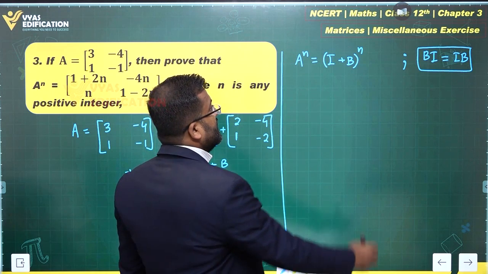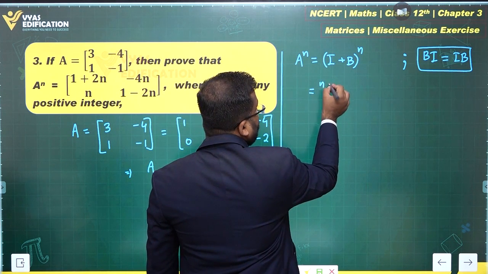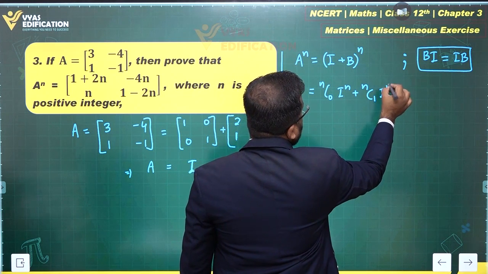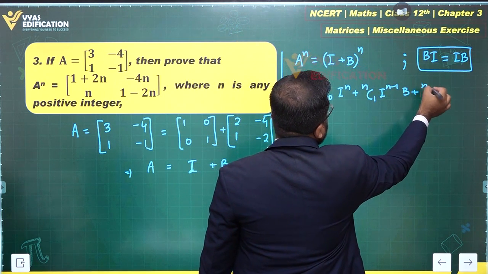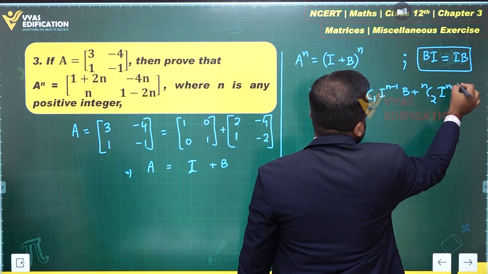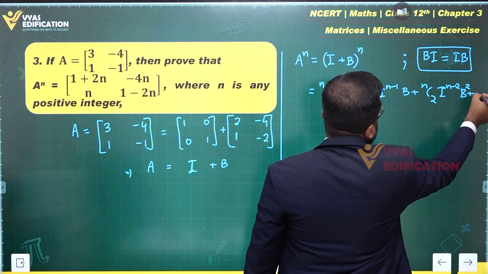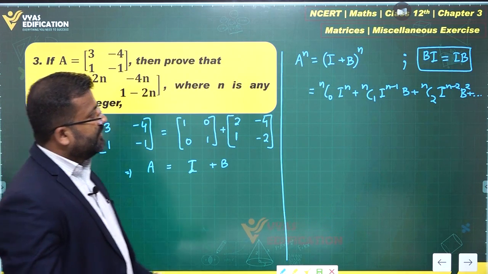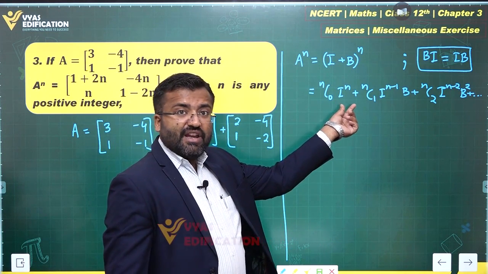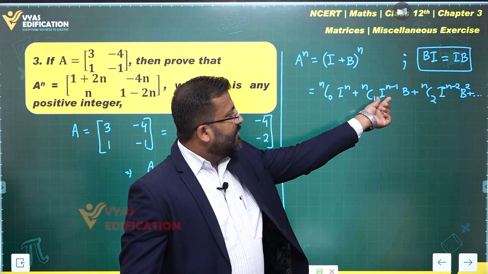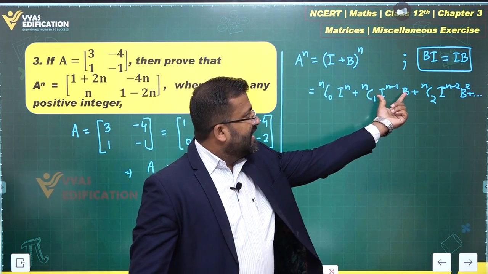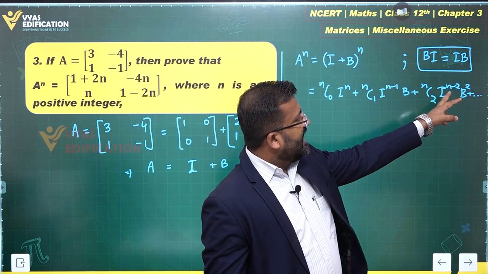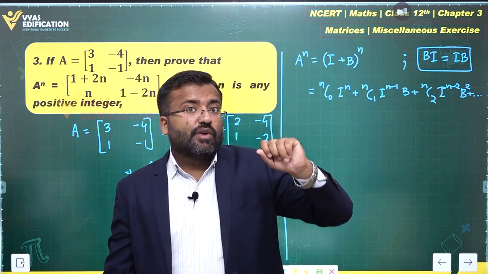Simple binomial expansion. This will be nC0 I power n plus nC1 I power n minus 1 B plus nC2 I power n minus 2 B square plus dot dot dot. These are the terms that I'll get, right? Now, observe the first term. This I power n is simply I. I power n minus 1, which is I, multiplied by B will be equal to B only, right? Again, this is I times B square, which would be actually B square.